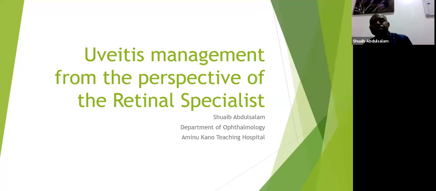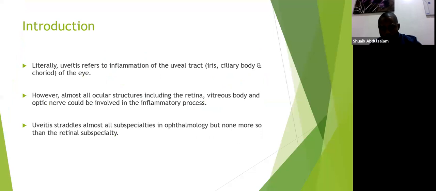So I'll be talking about uveitis management from the perspective of a retinal specialist. By way of introduction, uveitis refers to inflammation of the uveal tract, which we all know: the iris, ciliary body, and choroid. However, we all know that almost all ocular structures, including the retina, vitreous, and optic nerve, will be involved in the inflammatory process. As a result, uveitis straddles almost all specialties of ophthalmology, but it does so more with the retinal subspecialty.